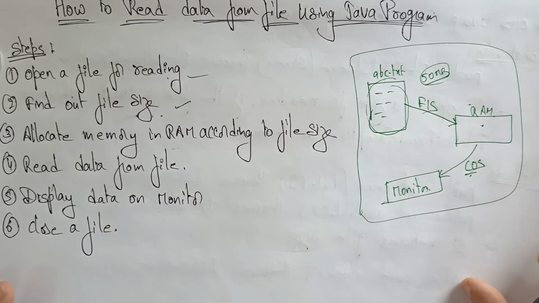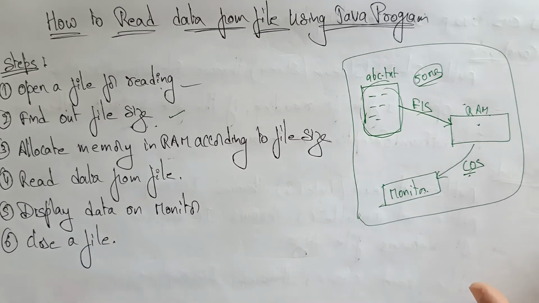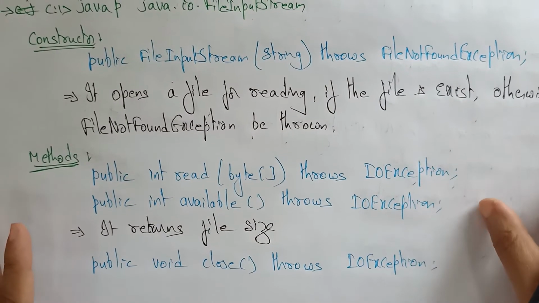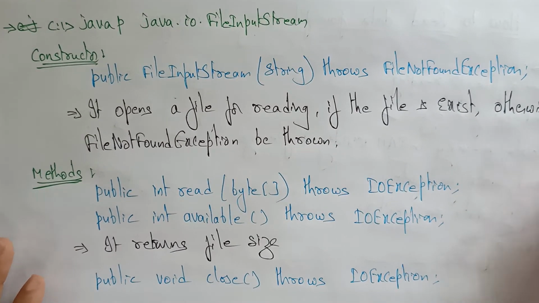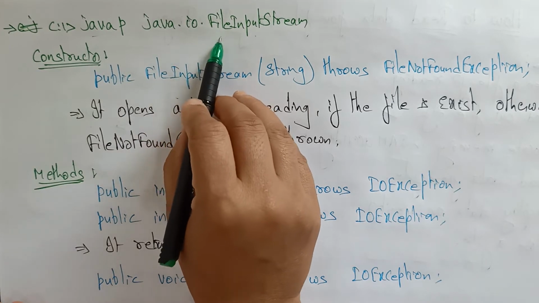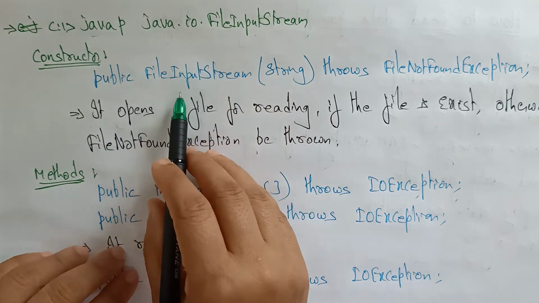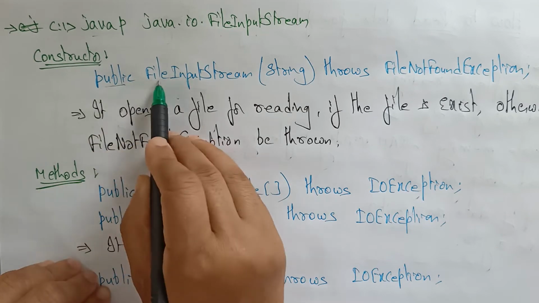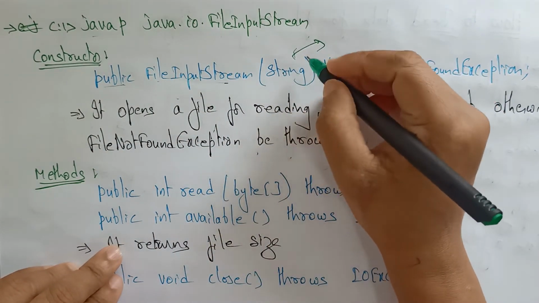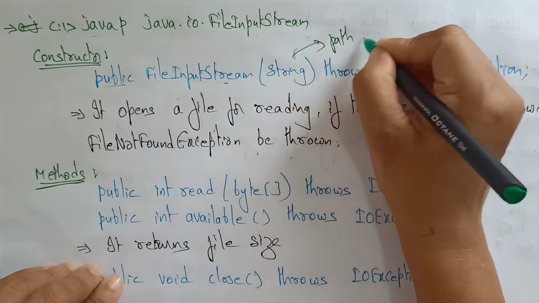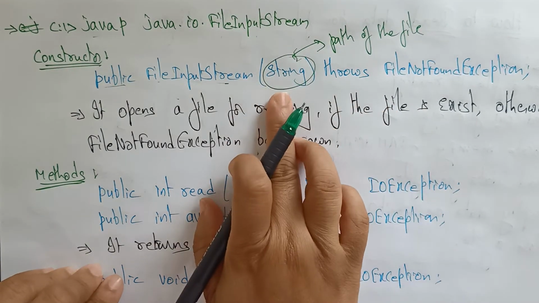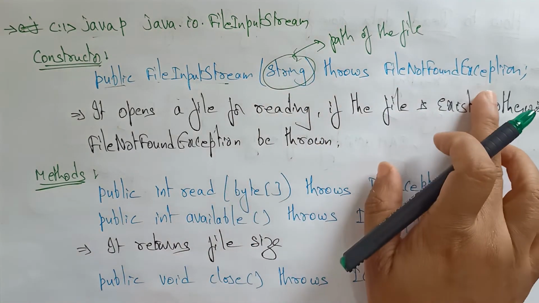For this concept, what methods and constructors are required to write the program? On the command prompt, use the javap tool for java.io.FileInputStream. For FileInputStream, I have taken the public FileInputStream constructor. Here, the string is where you have to give the path of the file, where that file is present. It throws FileNotFoundException.